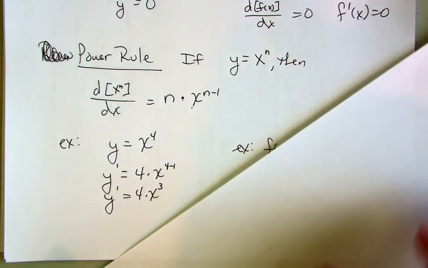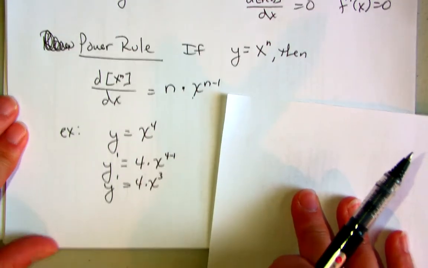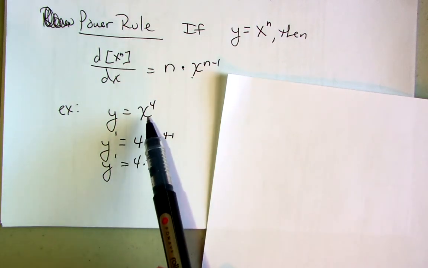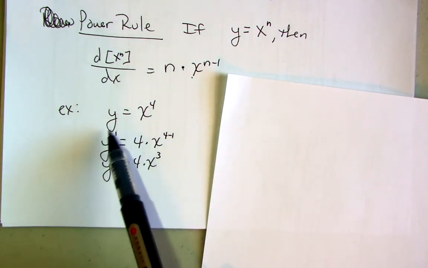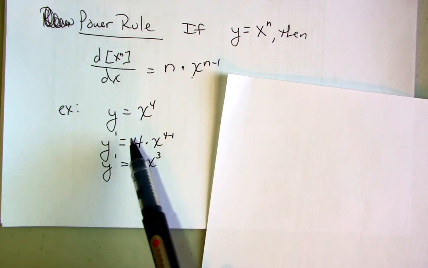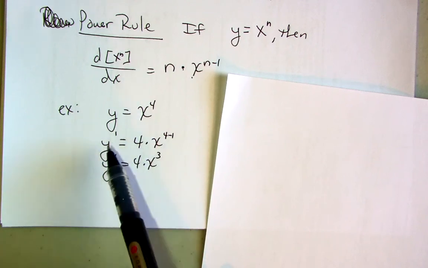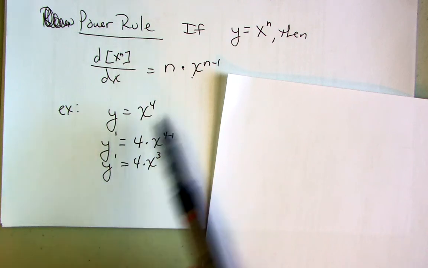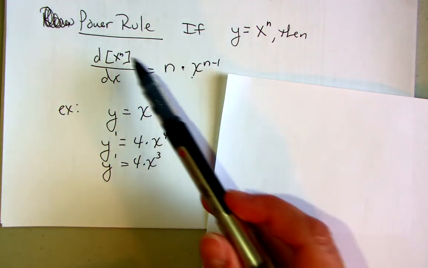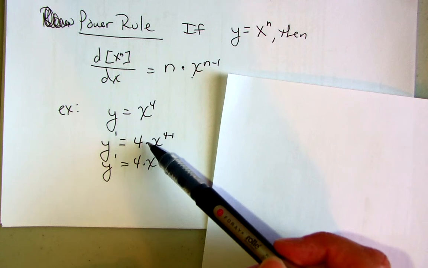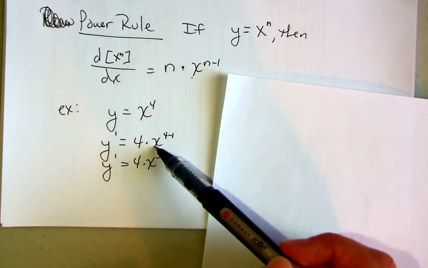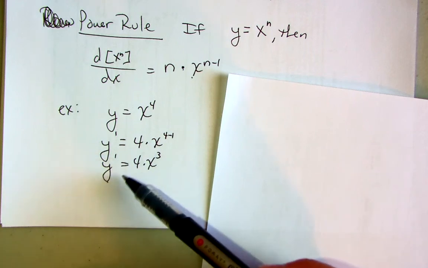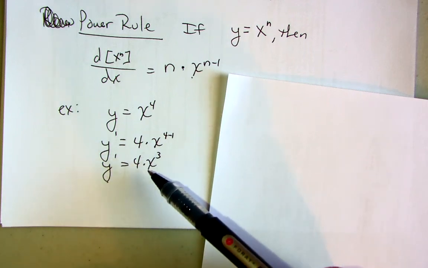So let me show you a couple of examples. Let's say I give you y equals x to the 4th. Now I'm telling you, you must write this. If you do not write this, I do not know what you're doing over here. You must tell me this is the first derivative. You must tell me this is the original function. So up here it told me to take the exponent and bring it down in front, multiply it to the x, and then decrease my exponent by 1. So in other words, my first derivative is 4 times x to the 3rd power.